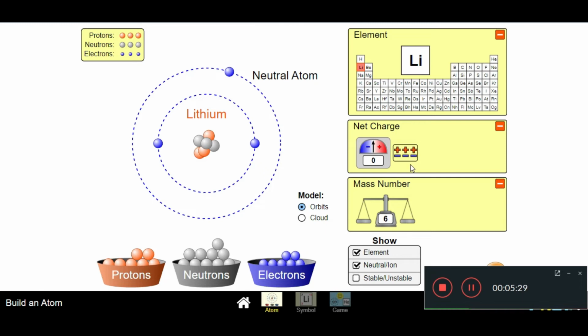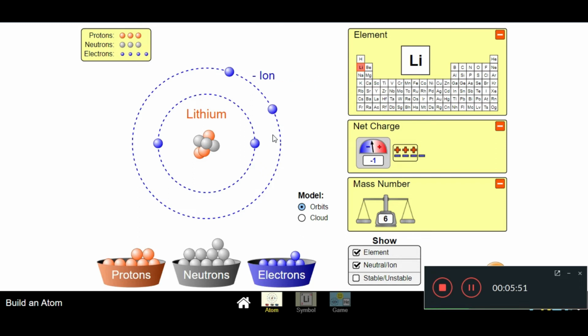About the mass number, of course, because the electron is not in the nucleus, the mass number is still the same, 6. The number of electrons does not change the mass number. Now I'm going to add one more electron again.